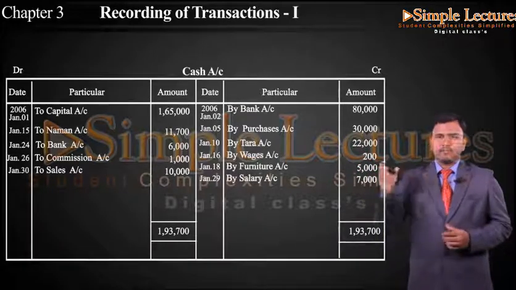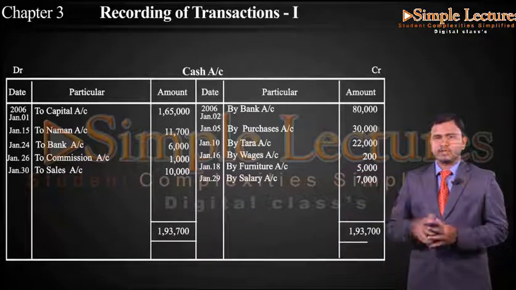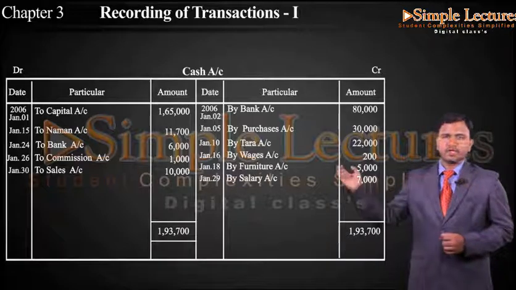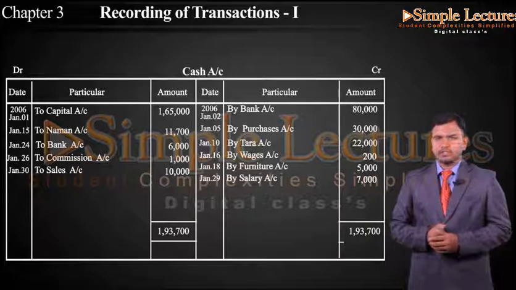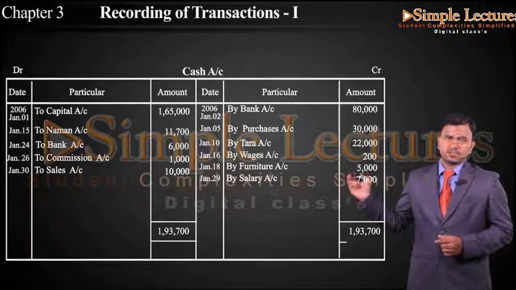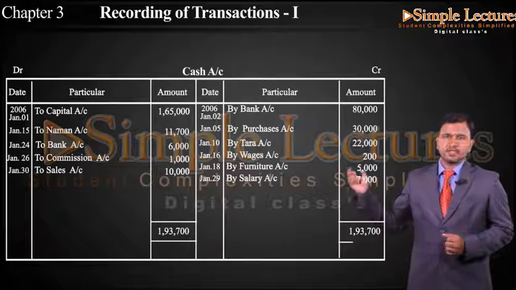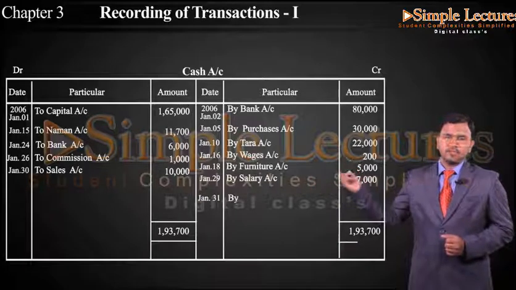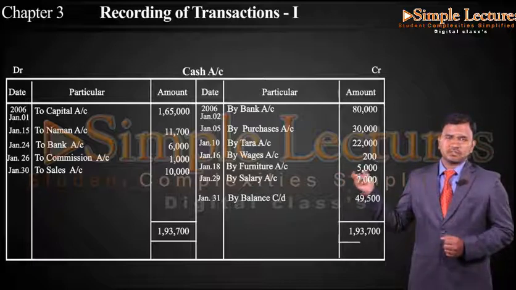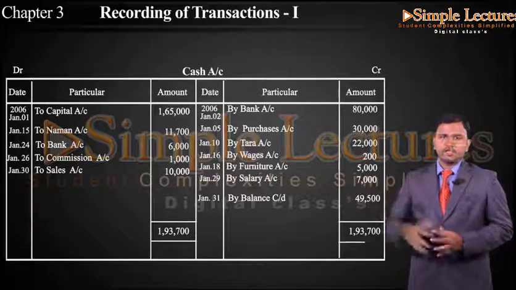So we have by bank account 80,000, then by purchases 30,000, then by Tara account 22,000, then by wages 200, then by furniture 5,000, then by salary 7,000. So now once we deduct all these entries, the balance will be 49,500. So this is nothing but by balance carried down. So the date will be Jan 31st, by balance carried down 49,500. So here we are done with the ledger account of the cash account.